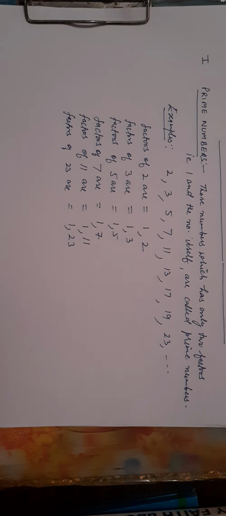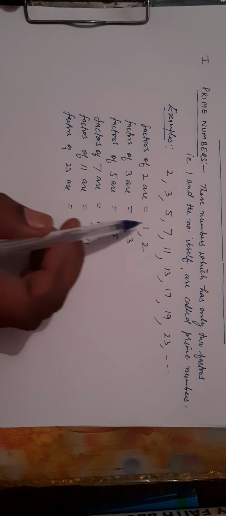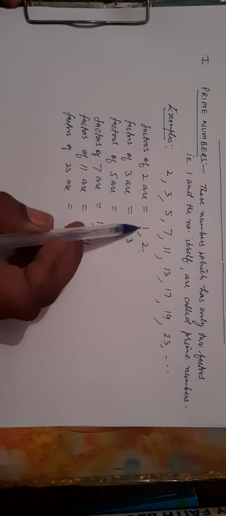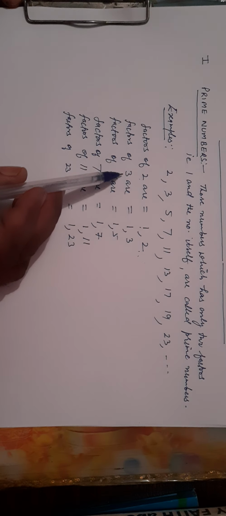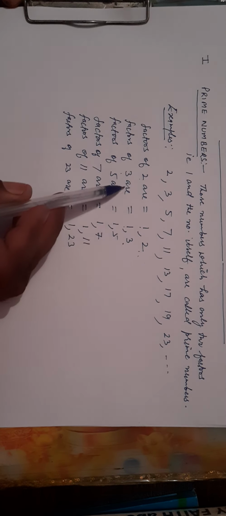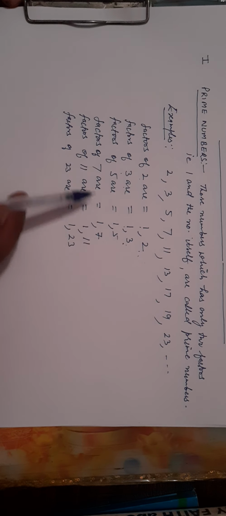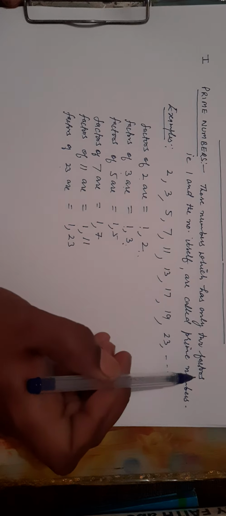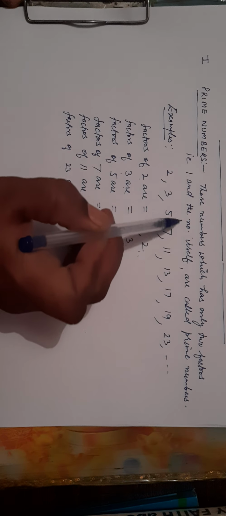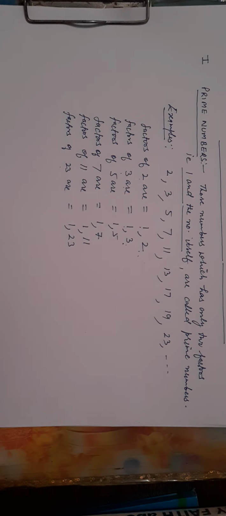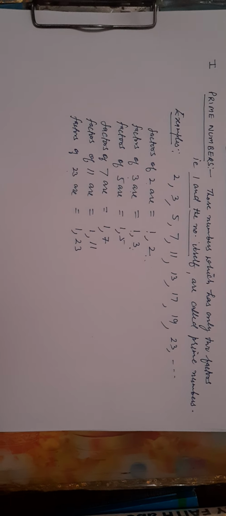So those numbers which have only two factors. Factors means they are divisible by these. For example, 2 is divisible by 1 and 2, so 1 and 2 are factors of 2. 3 is divisible by 1 and by itself, 3. So it has only two factors. Similarly, 5, 7, 11 and 23 have only two factors. So those numbers which have only two factors, that is 1 and the number itself, are called prime numbers. These are examples of prime numbers.